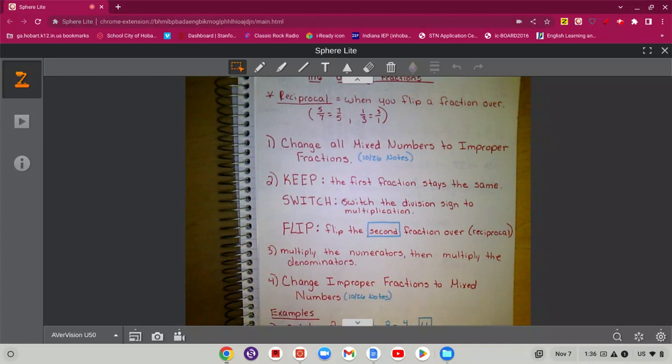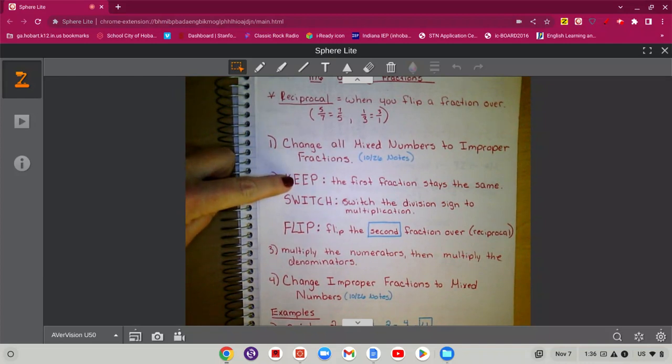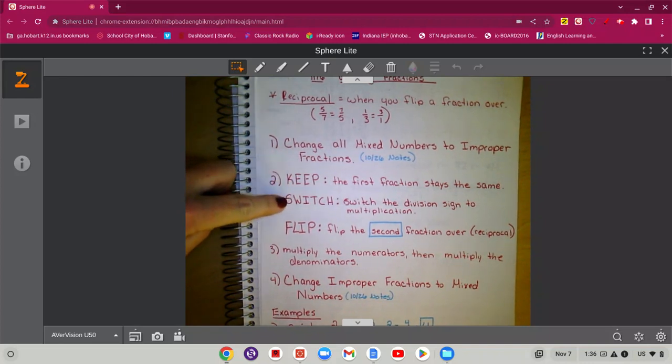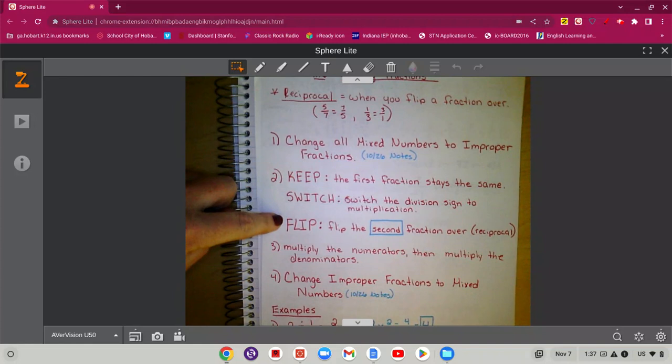So when we are dividing fractions, the very first thing we have to look for is to see if we have any mixed numbers that we need to change to improper fractions. When you're multiplying and when you're dividing, you have to change all mixed numbers to improper fractions first. Then, once you change all your mixed numbers to improper fractions, you're going to keep the first fraction the same, switch the division sign to multiplication, and flip the second fraction over. So that's where our keep, switch, flip comes from.